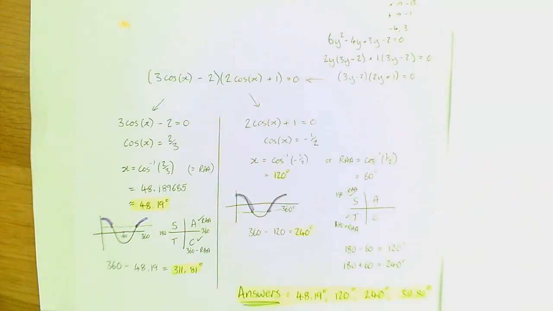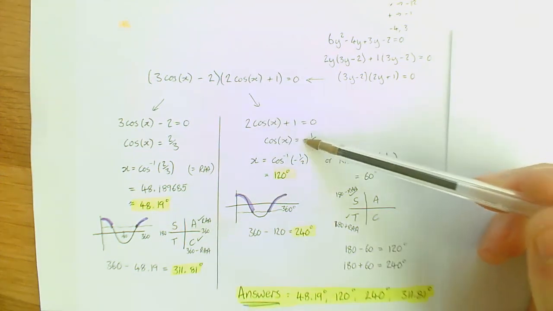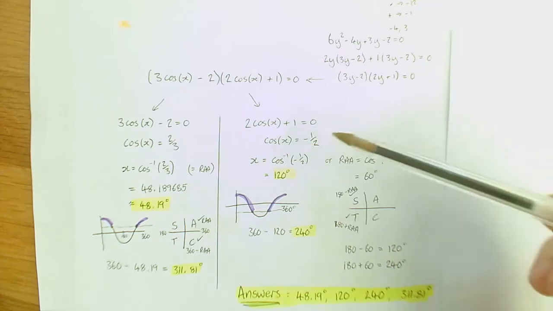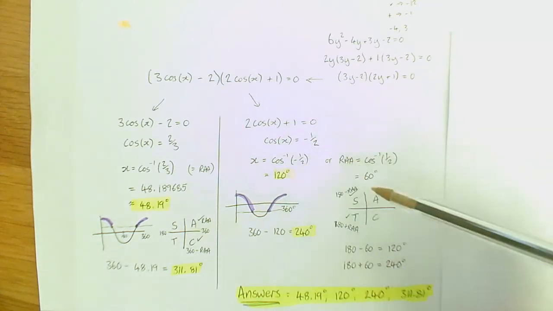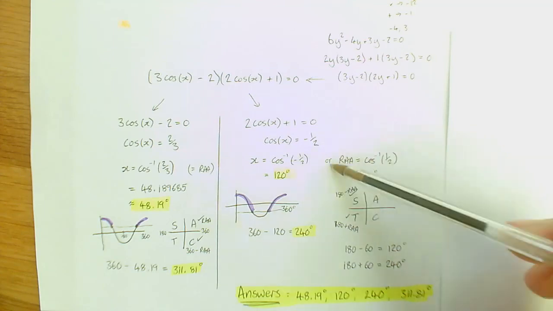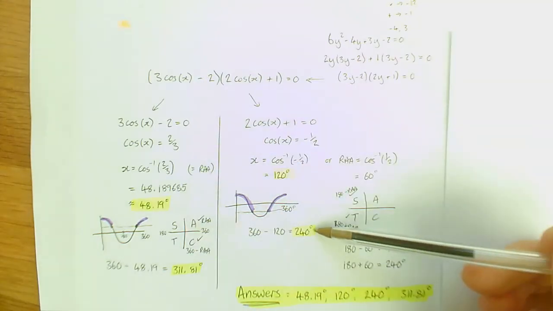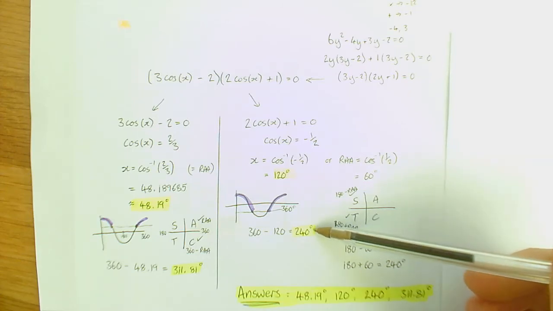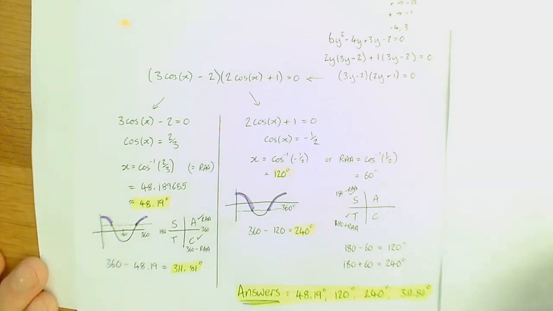On the other side, solving 2 cos x plus 1 equals 0, we get minus a half being cos x. And we can solve that. That's actually an exact value if you spot it. It gives us 60 degrees for our relative acute angle, or 120 when you do the negative in there. And the other angle you get out of that is 240. There are 4 answers displayed down the bottom there.